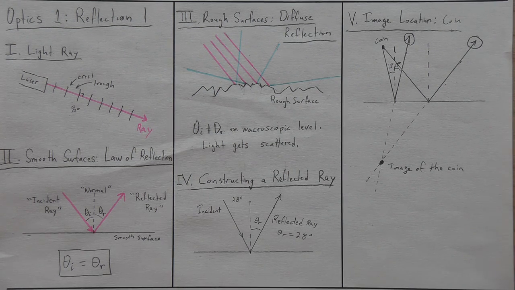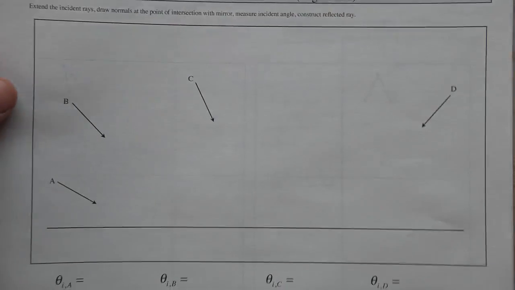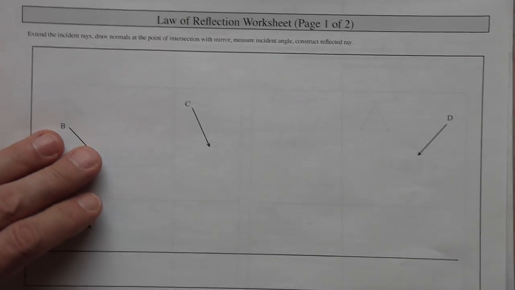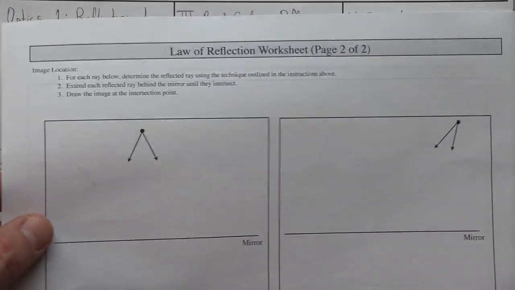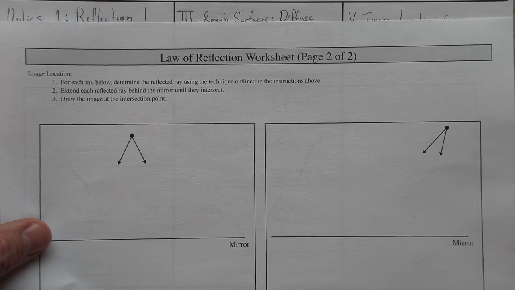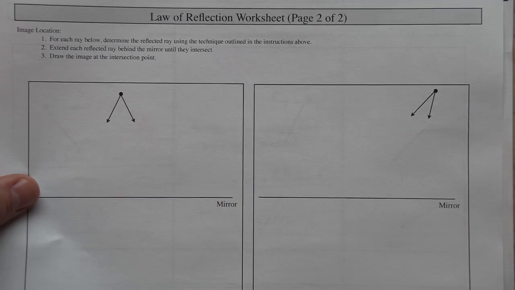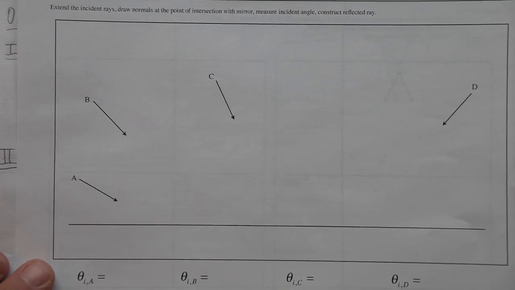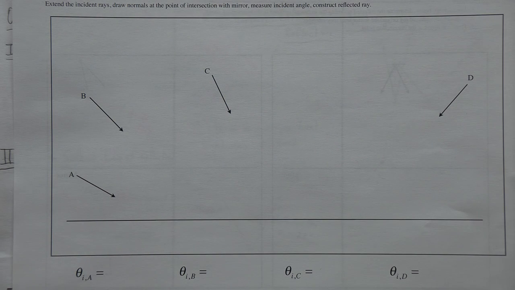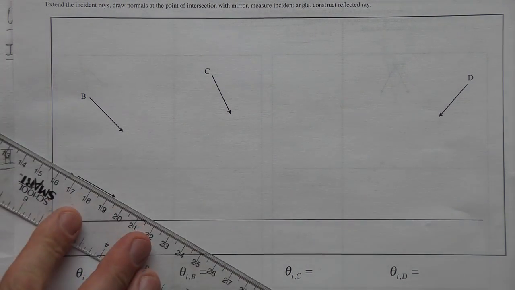All right, so now the video's done, so I don't need a pause, but hopefully you got this copied down. Regarding the homework, there's a worksheet that's included in the stream. You'll see this, and it's two-sided. This is page 1 of 2. On the other side, in the stream it'll be a PDF. So the second page is here. What you're going to do on this page is, for example, ray A. You're going to trace it till it hits the mirror.